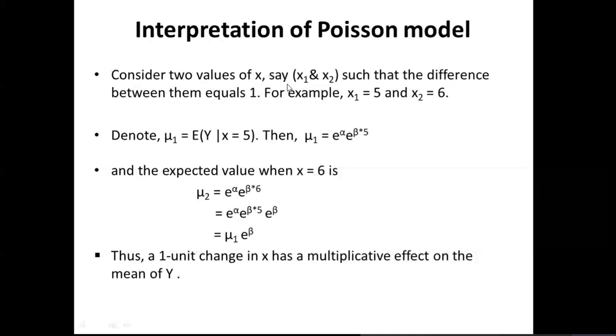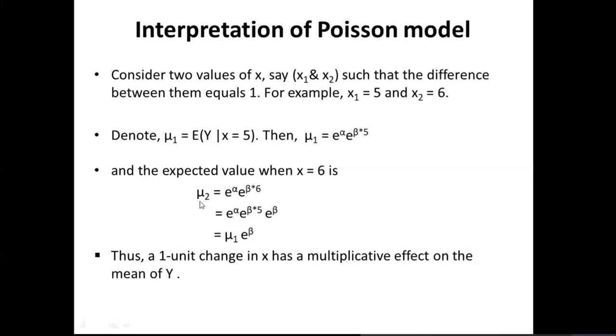say two values of x, x1 and x2, where the difference between them is equal to 1. For example, if x1 is 5 and x2 is 6, then x has increased by one unit. Denote the result mu1, the expected value of y when x is equal to 5. Mu1 will be e to the power of alpha plus e to the power of beta times 5. And the expected value when x is equal to 6 will be mu2, which is e to the power of alpha times e to the power of beta times 6.